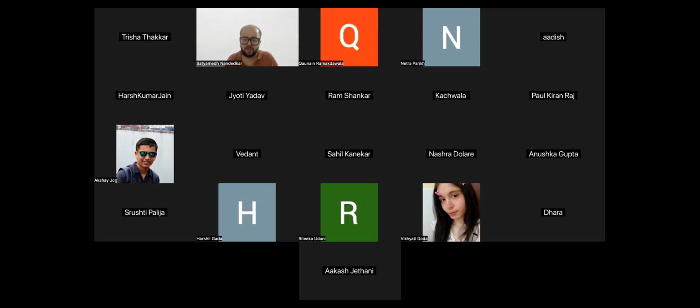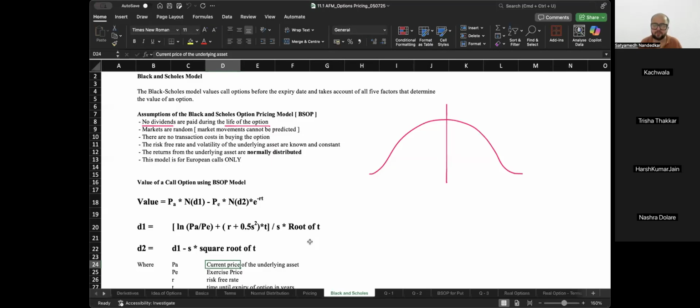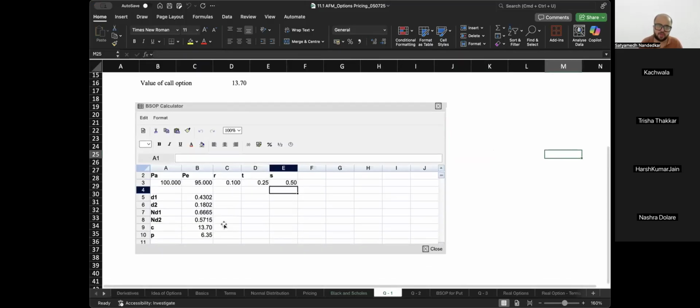you don't have to perform detailed calculations at all. See, when you log into your exam platform, if the question incorporates options, then what happens? This option BSOP calculator will be given to you. All you have to do is input the value of PA, PE, R, S, and T. R, S, and T will always be very clearly given. PE is the exercise price and PA is the cash flows.